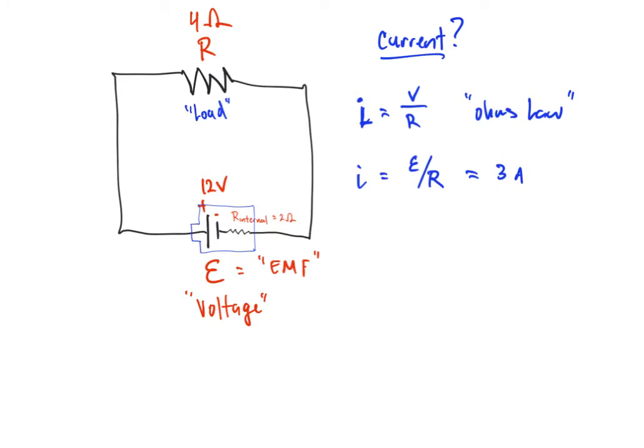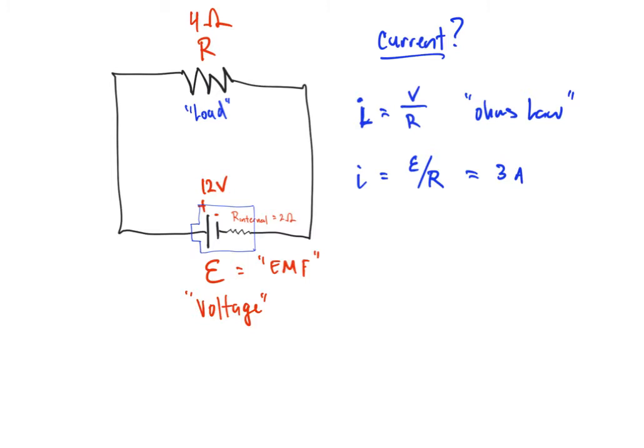So this load resistance could be a light bulb, or some sort of appliance. It's something that the battery is meant to power. This internal resistance is undesirable. It's going to create lost energy, but there's really just no way around it.